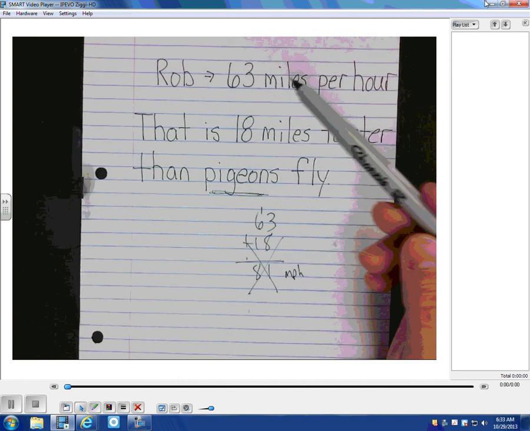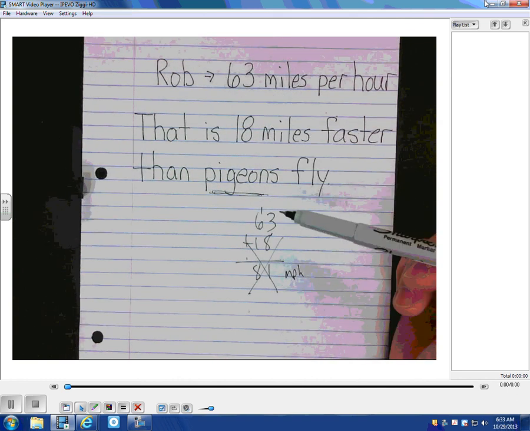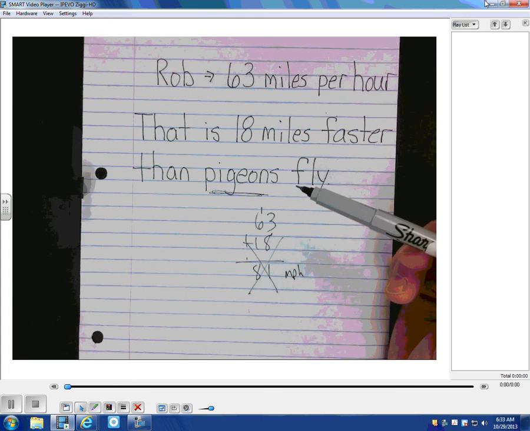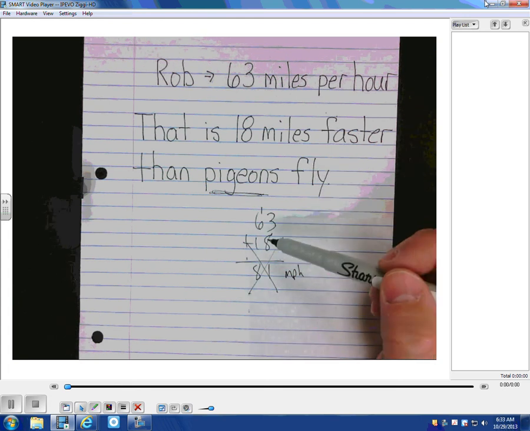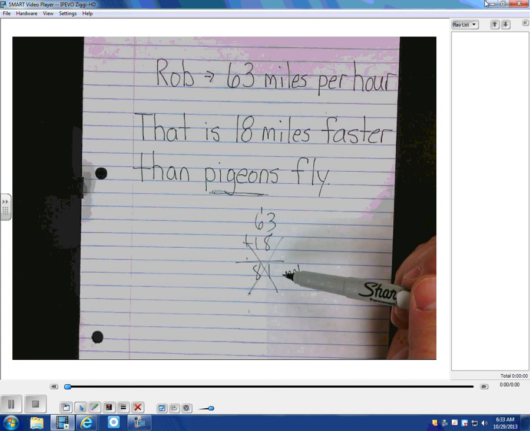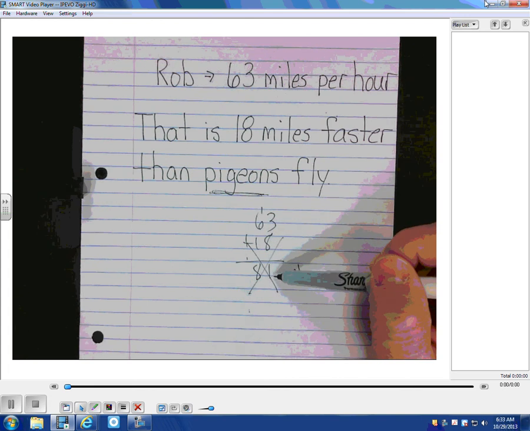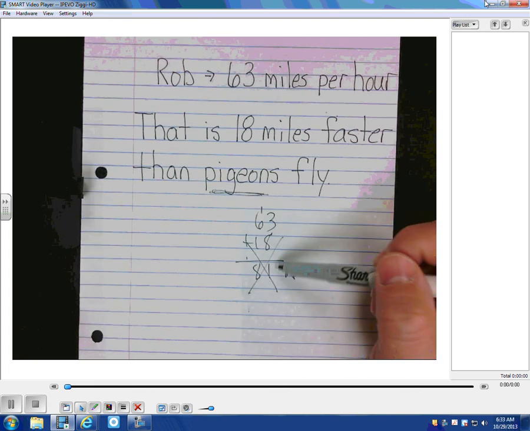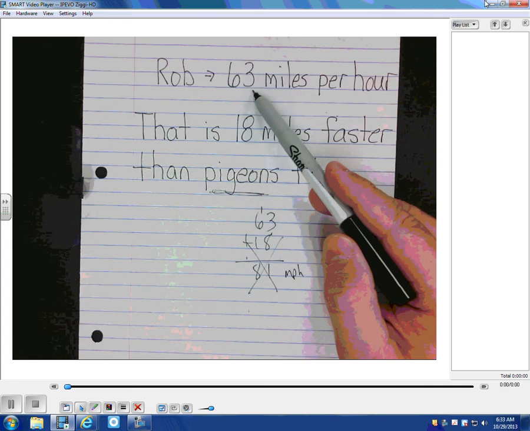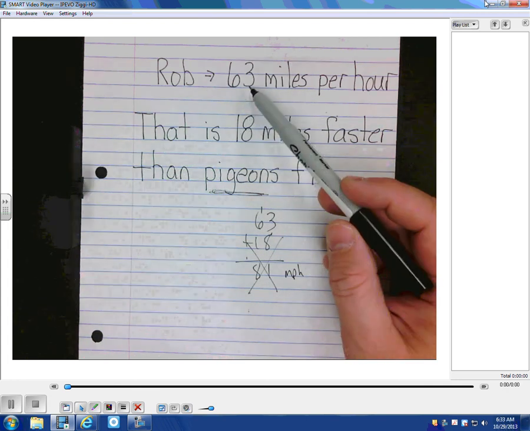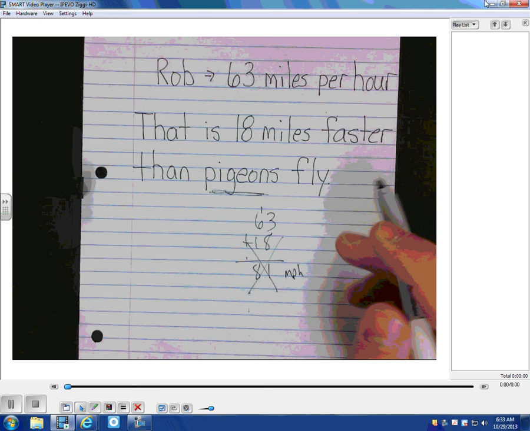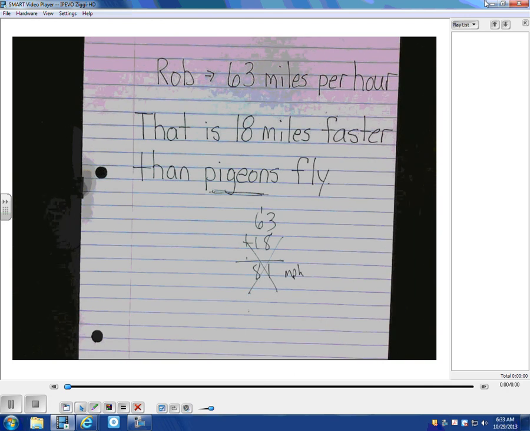So again, as you're doing this, make sure you're thinking about what would make the most sense in this situation operation-wise. If we added here, obviously the pigeons cannot go 81 because Rob only goes 63 and he's faster than the pigeons. So I'm not going to do this one. I'm not going to tell you which operation to use. I want you to figure this one out on your own. You can do it. And just make sure your answer makes sense.